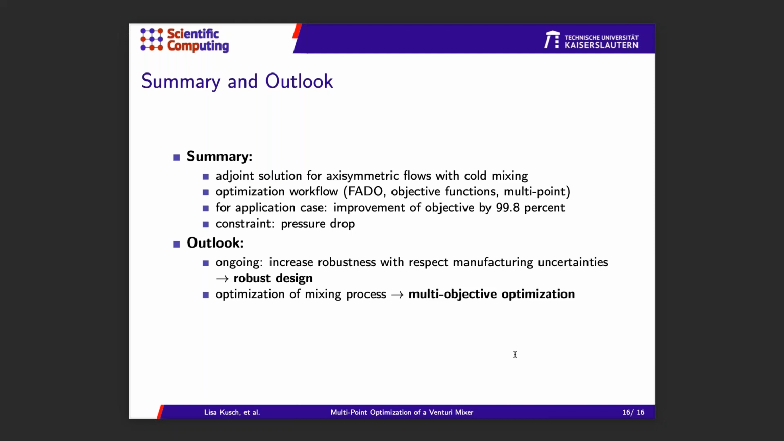One point that we are currently looking at is robust design, where we look at manufacturing uncertainties and try to improve the robustness of the design. Another point that I already talked about is the question about mixing quality. Can we further optimize the mixing process, which would then lead to a multi-objective optimization problem?